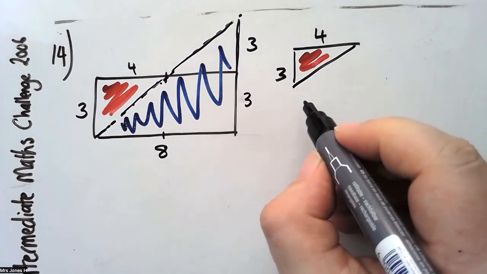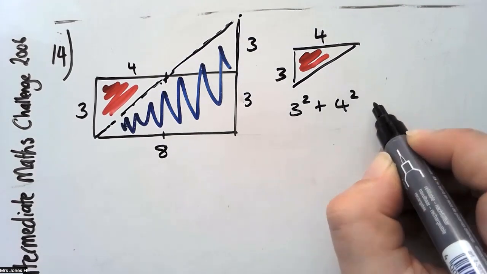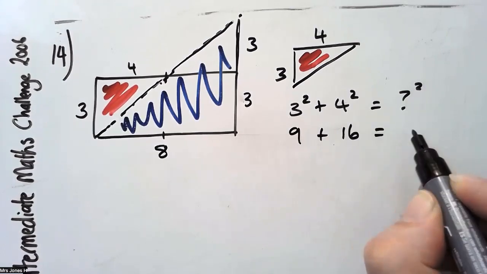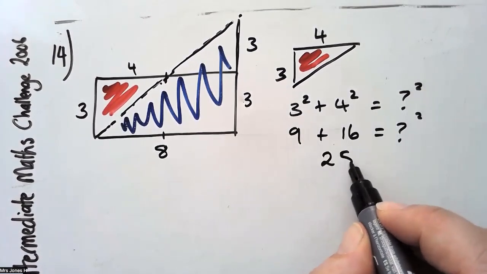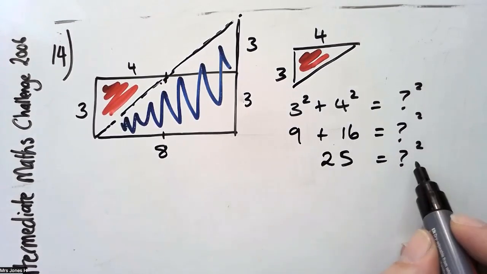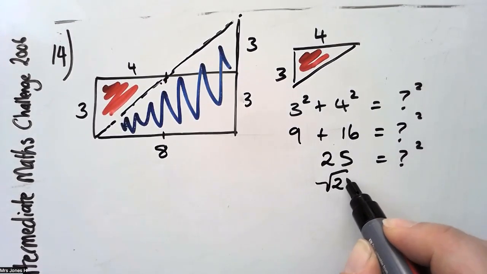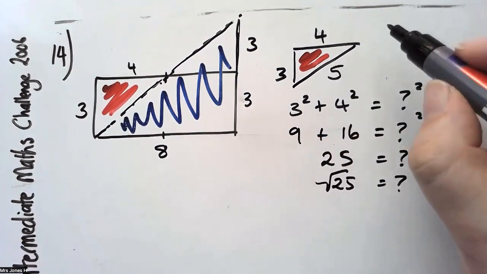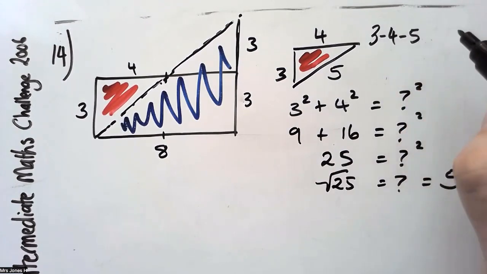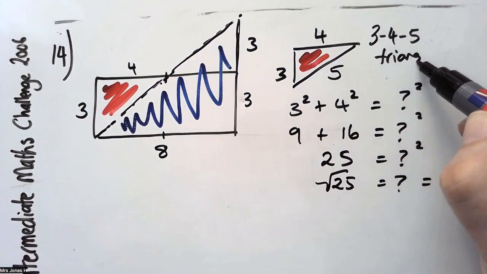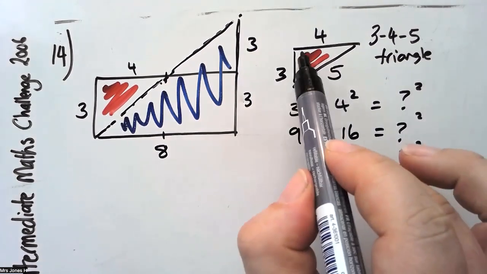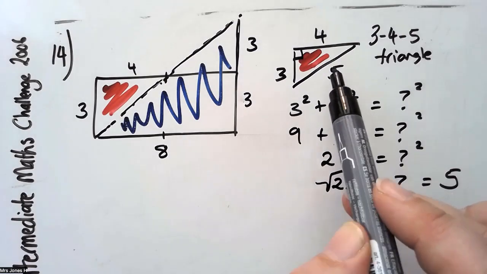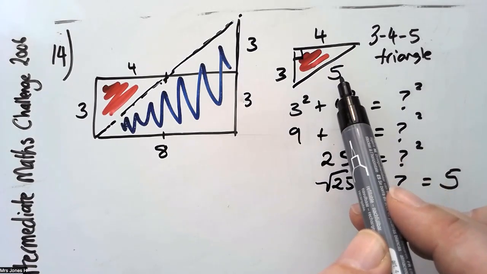And through Pythagoras, if you did 3 squared plus 4 squared equals something squared, this becomes 9 plus 16 equals something squared, 25 equals something squared, and therefore the square root of 25 is 5. And so this length becomes 5. It's known as a 3, 4, 5 triangle. It only works with right angle triangles, but when you see a 3 and a 4 on the smallest sides, the third side is going to be a 5.